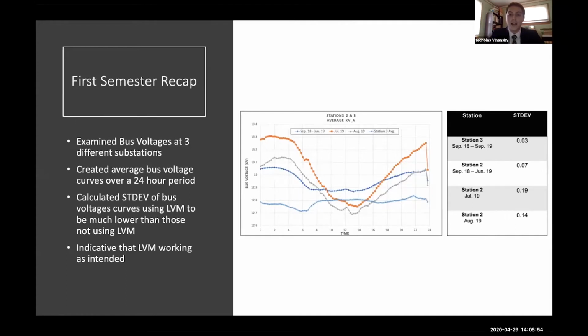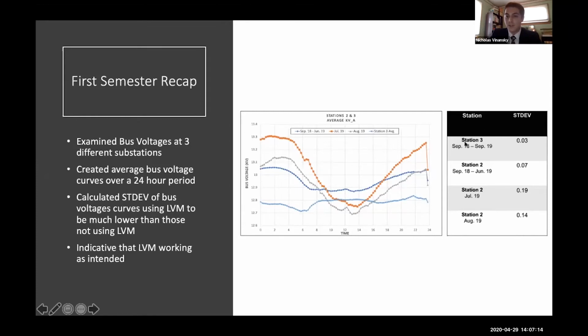From here, I calculated the standard deviation in each of the bus curves and determined that the substations that were utilizing LVM for the entirety of the year experienced a much lower standard deviation, as well as a much flatter voltage curve, as shown here. And this was indicative that the LVM application was working as intended.